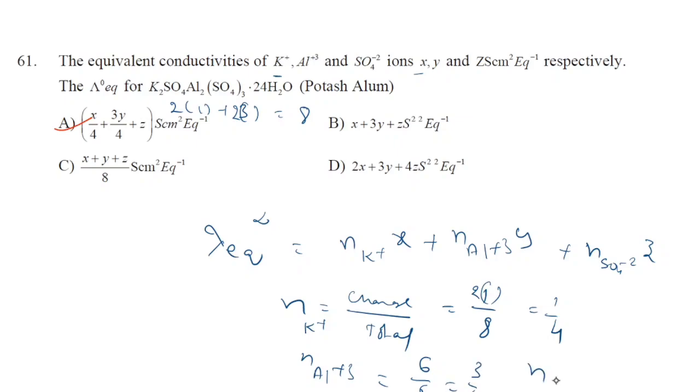And similarly, the number of equivalents of SO4 minus 2, nothing but here the total charge is 8, and that is 4 SO4 minus 2 ions. 4 into minus 2, nothing but 8 by 8, nothing but 1, 1 into Z. So the correct option is A. Now let's move to the next one.